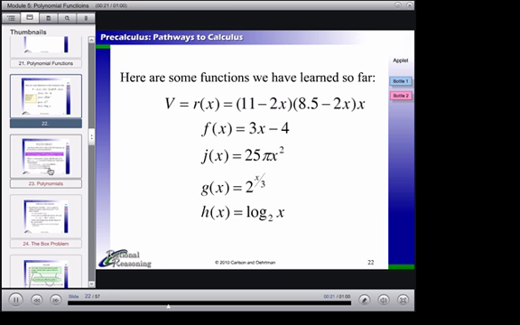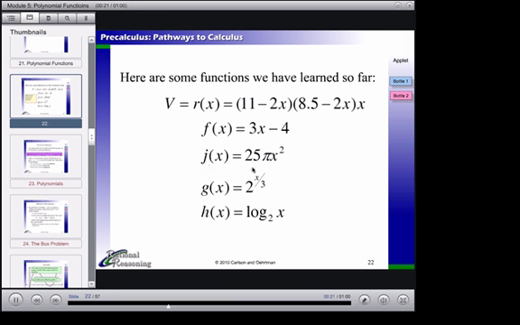So what kind of function, just in general, is this one? What kind of covariation does it model? 3x minus 4. Linear, which was what kind of covariation? Not proportional, because of the minus 4. It's not proportional, but it is constant rate of change. Constant rate of change. Okay?